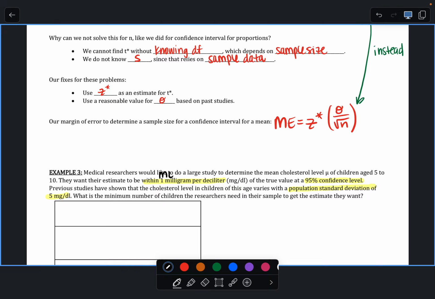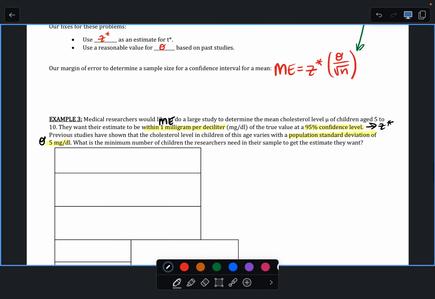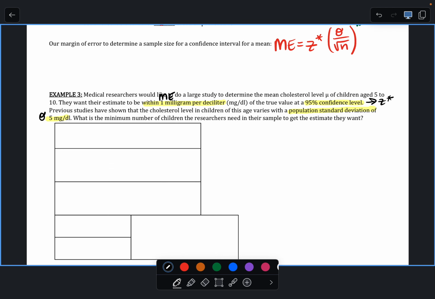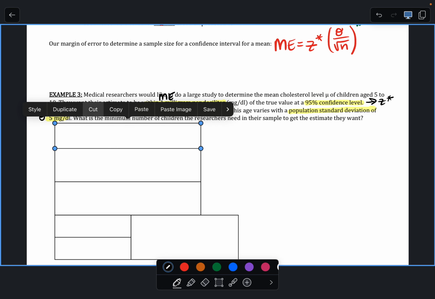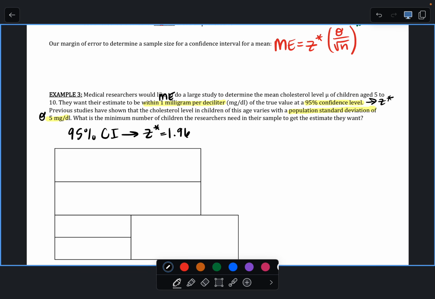So they tell me margin of error. They want it to be within 1 milligram per deciliter. They tell me confidence level, which is going to help me find Z star. And they tell me the population standard deviation is 5. So the only thing I am missing from my margin of error equation is the sample size. One thing to remember, and this is one you can memorize because Z stars are never going to change because there's only one distribution: Z star equals 1.96 when I want a 95% confidence interval.